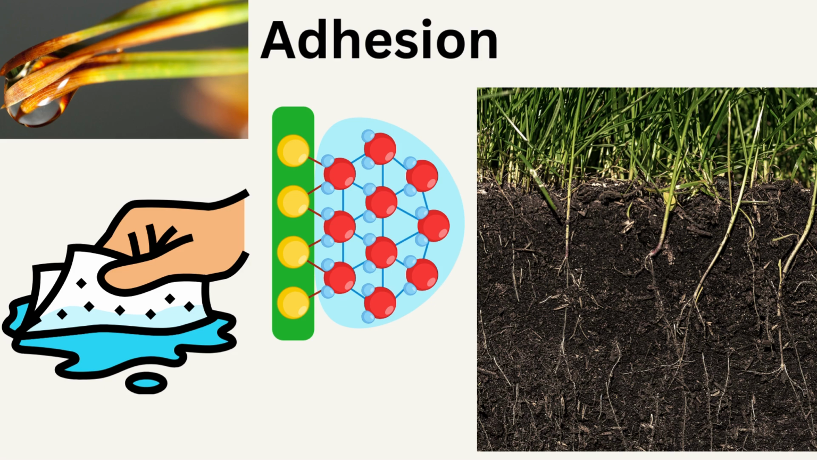Adhesion is where water sticks to other surfaces which are polar, like the walls of xylem vessels in plants. Water can stick to plant cells because cellulose in cell walls is polar, so it helps water move up xylem vessels. Water will also stick to the surface of soil particles, and it helps the water creep between the spaces in the soil. In the same way, you can see water creeping up through a paper towel by capillary action.